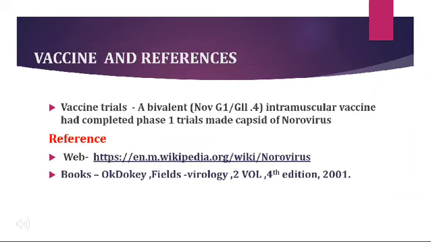Vaccine and references. To protect from norovirus infection, there are vaccine trials like a bivalent vaccine for G1 and G2 infections, and an intramuscular vaccine that has completed phase 1 trials, made from the capsid of norovirus.